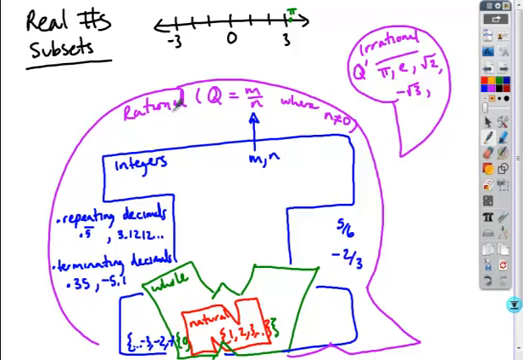And so these are the different number sets that you are going to be looking at. They all are encompassing the real numbers. So everything that fits into this slide here is considered a real number.